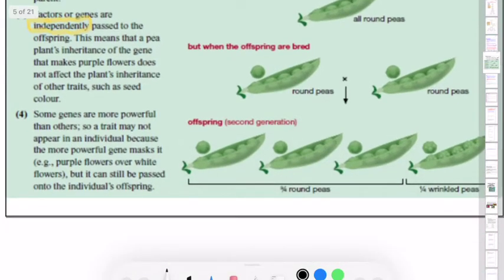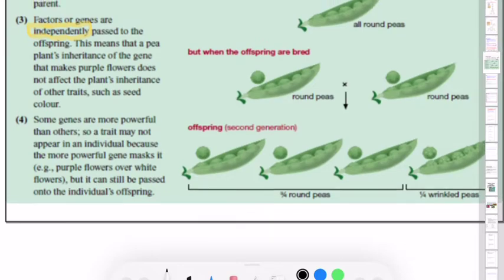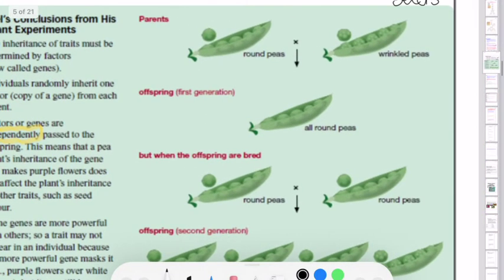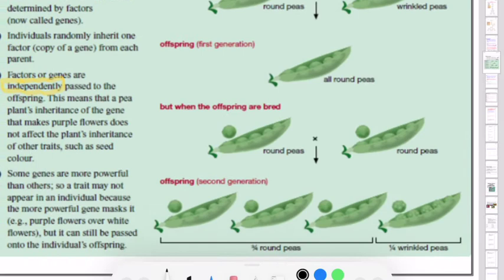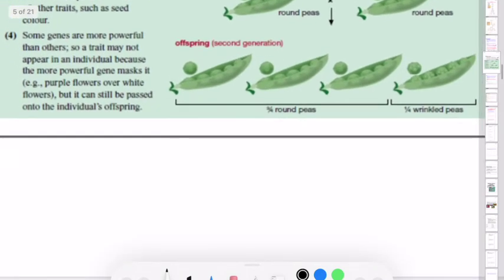And then some genes are more powerful than others, so a trait may not appear in an individual because the more powerful gene masks it. For example, purple flowers over white flowers, but the white can still be passed on to the individual's offspring. So what that means is dominance. And I'm going to write that here.